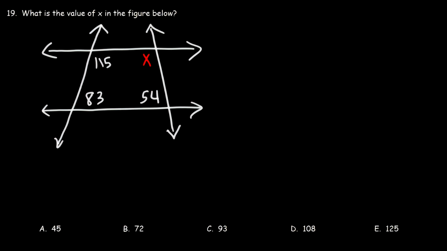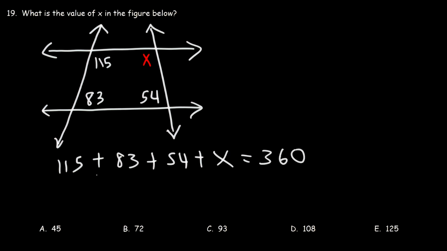Number 19, what is the value of x in the figure below? So notice that the 4 lines, they form a quadrilateral. A quadrilateral is a 4-sided figure. And the 4 angles inside the quadrilateral, you need to know that it adds up to 360. So that means that 115 plus 83 plus 54 plus x adds up to 360.